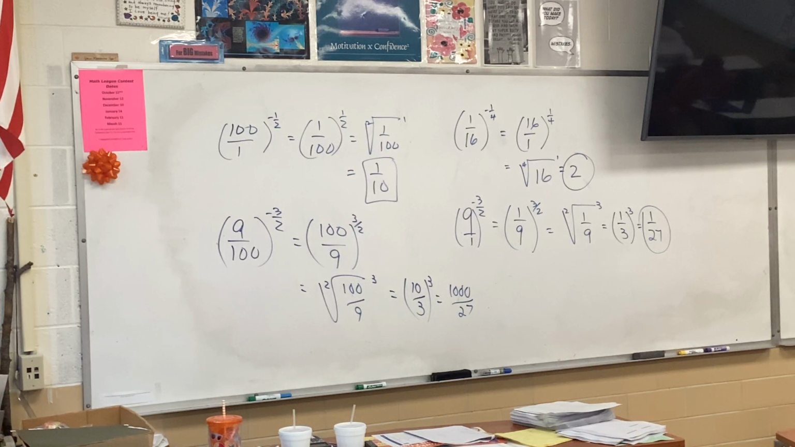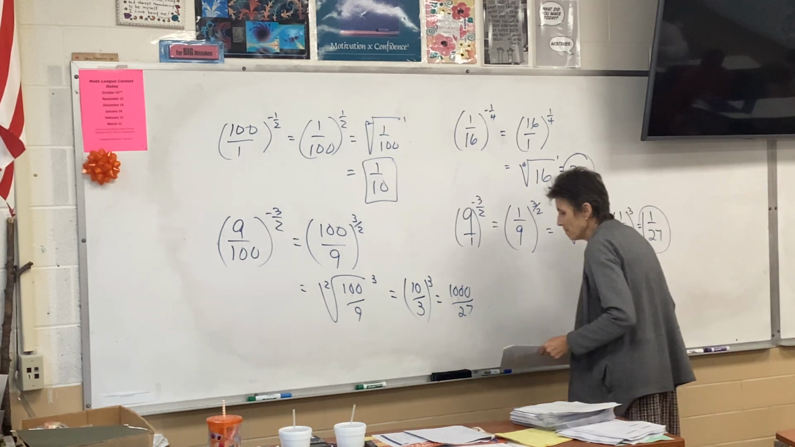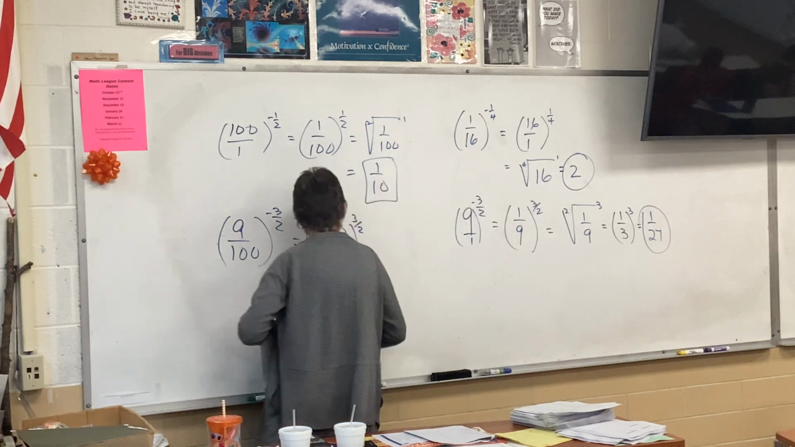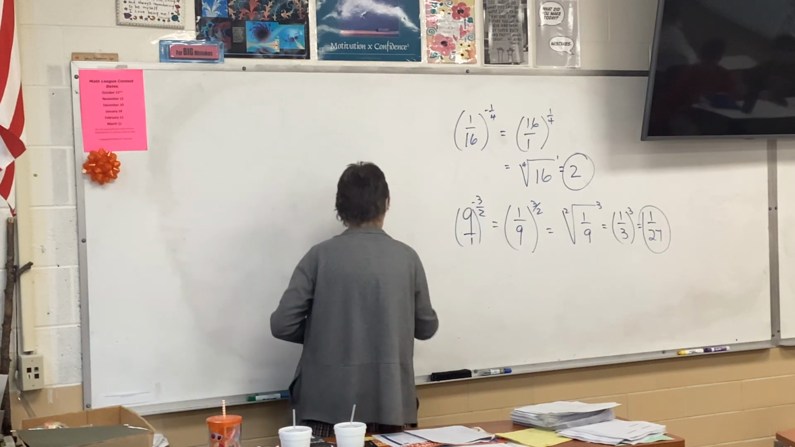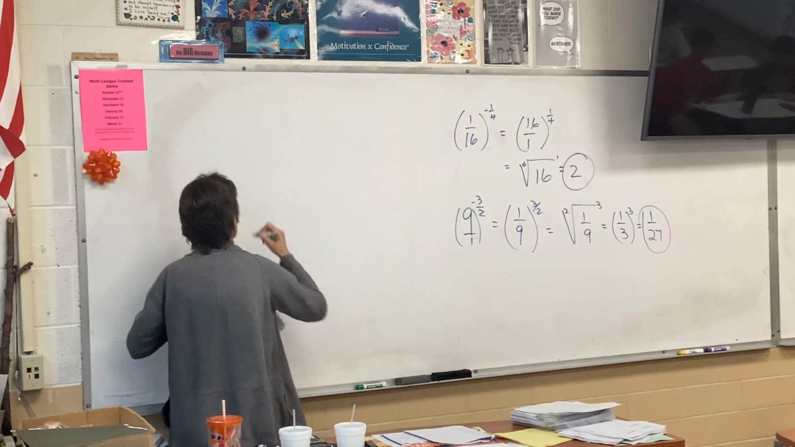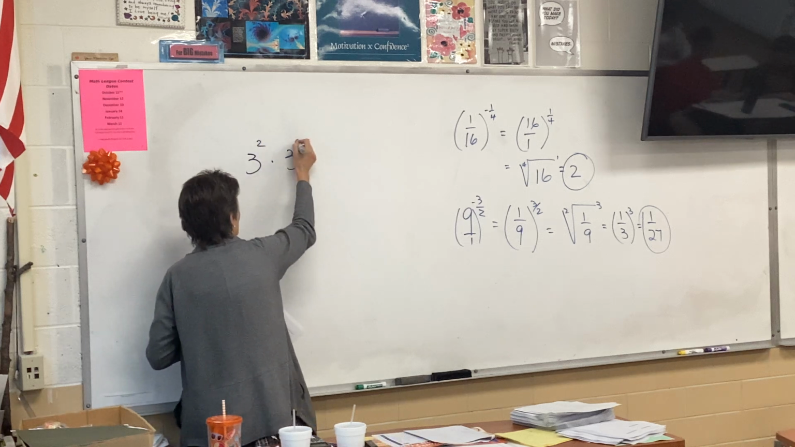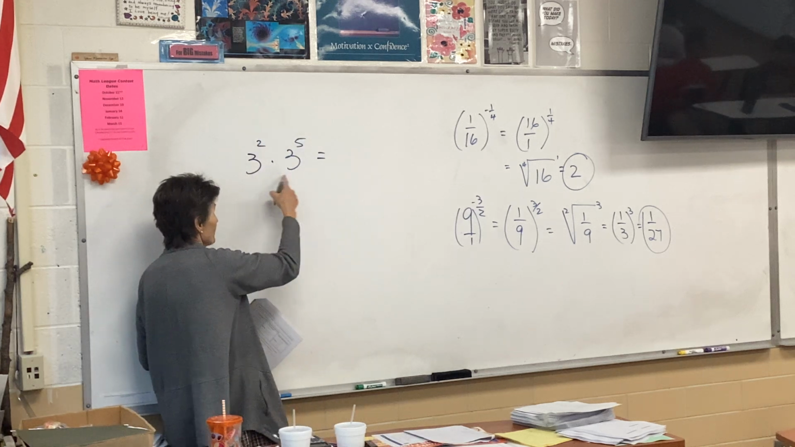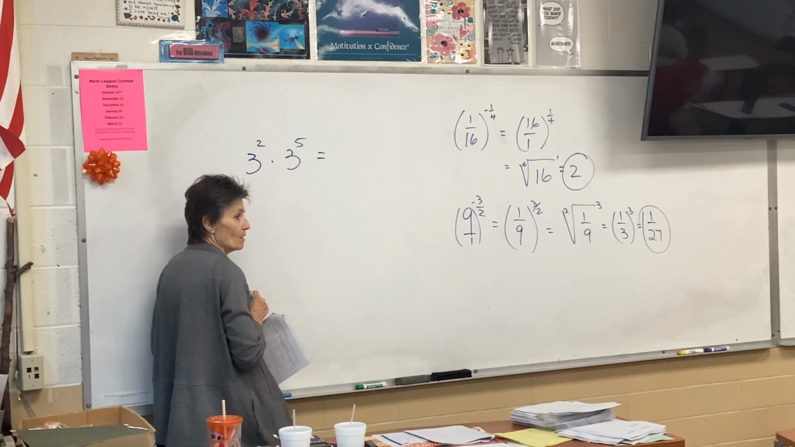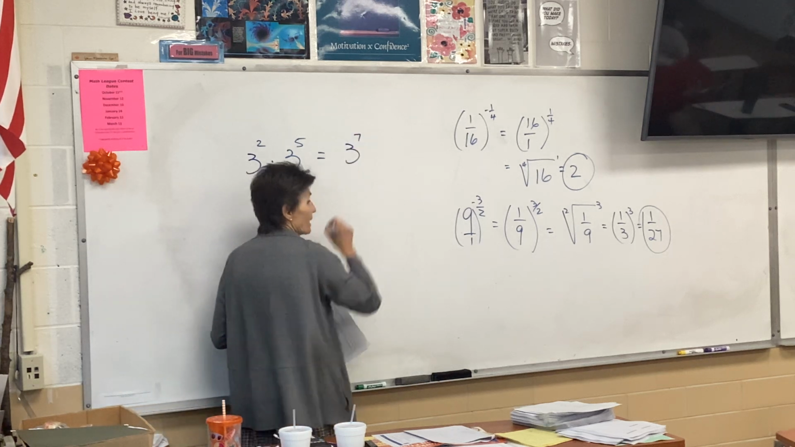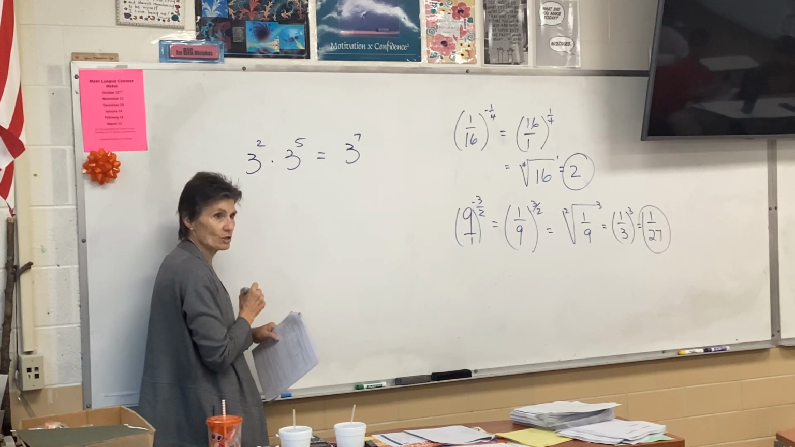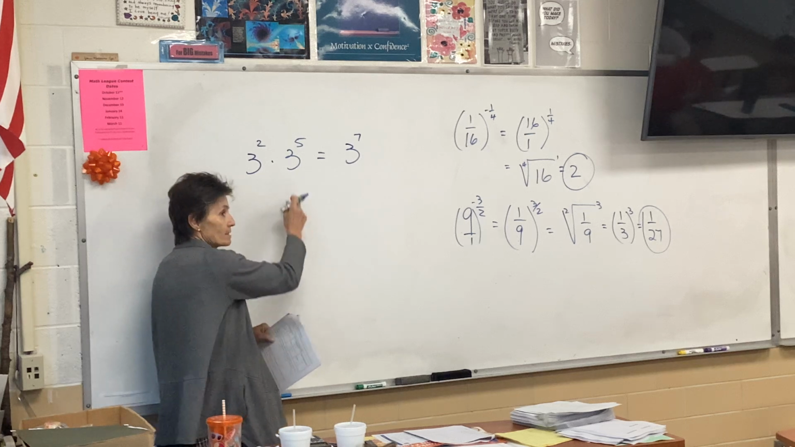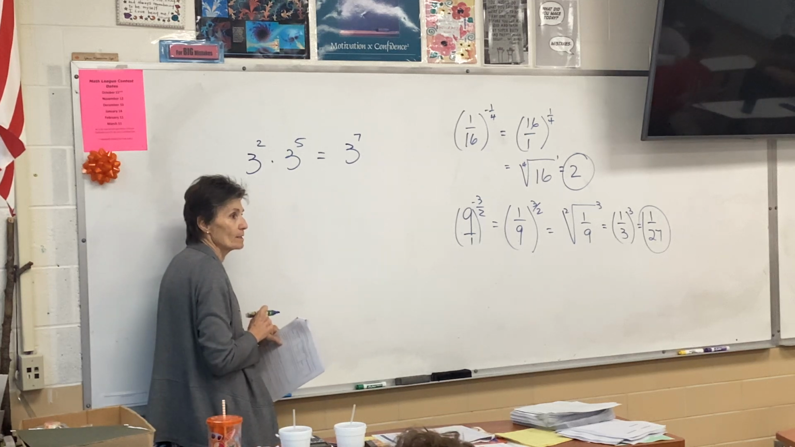Which I know you guys already know these, but let's make sure you know these. When we multiply two numbers with the same base, like 3 squared times 3 to the 5th, we add their exponents, right? That's the rule. You add their exponents. Notice that the bases don't change. It's 3. This is 2 3s, this is 5 3s, so I'm going to end up with 7 3s.